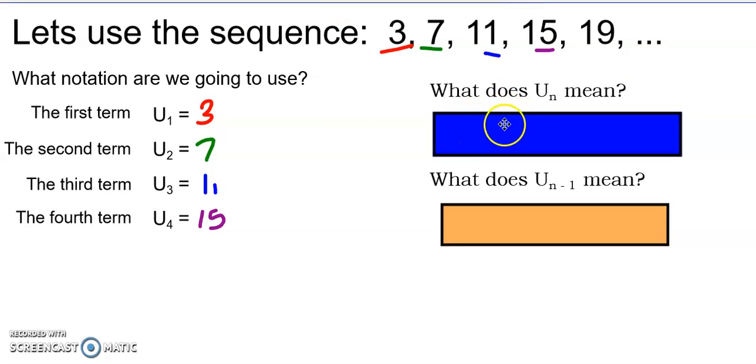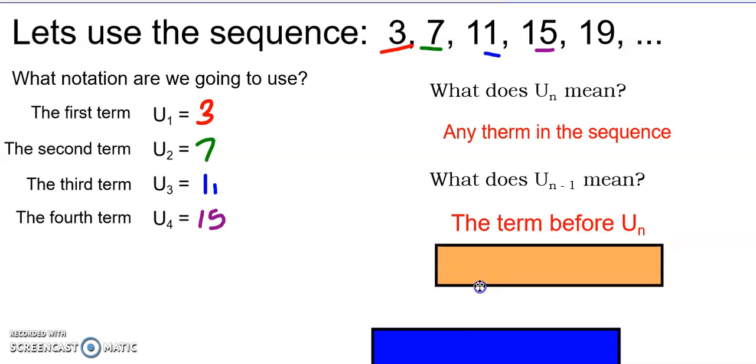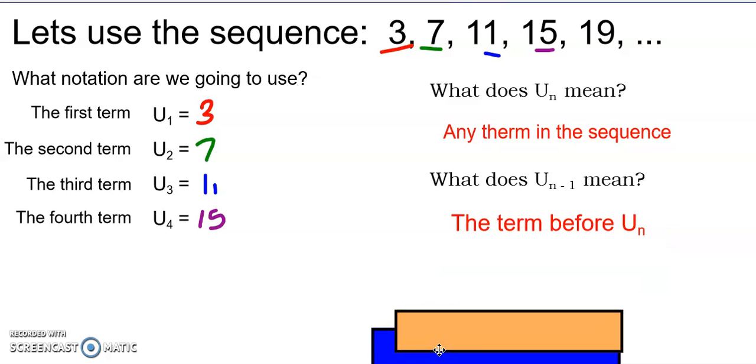So what does u sub n mean? U sub n could be any term in the sequence. It's just a holding place, like an x or a y. We don't know that number, we can substitute a number in. So if u sub n is any term, what is u sub n minus 1? Well, if n was 4, n minus 1 is 3. So u sub n minus 1 just means the term before u sub n.